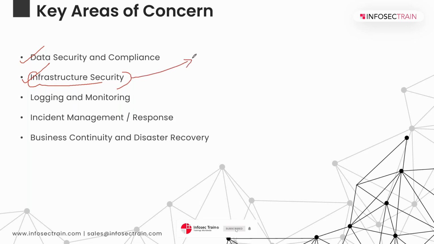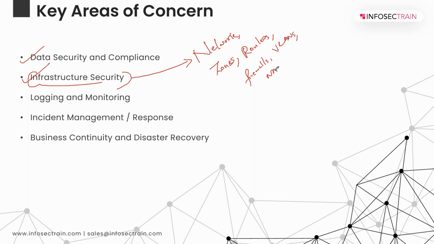Basically, there you can create your own network. You can create your own zones, like public zones, secure zones, DMZ. You can configure your routers, your firewalls, the switches. You can configure VLANs, you can configure NATing. So at the end of the day, all these things you can do.